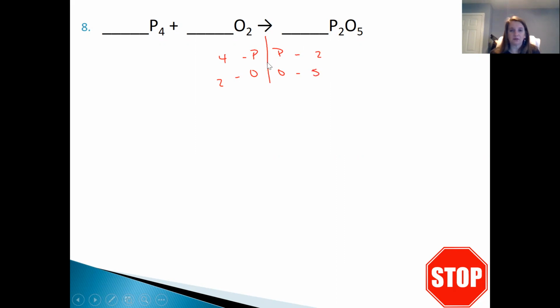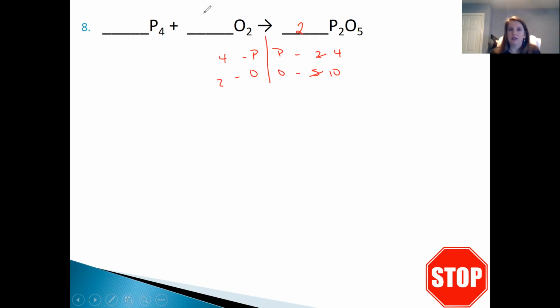So in order to balance this, I need to balance my phosphorus. I need to get the product side up to 4. So what coefficient am I going to have to put here to do that? I have to put a 2 in front of the P2O5. Changes my phosphorus to 4, and it changes my oxygen to 10. So now my oxygens aren't balanced. I only have 2 on the reactant side, but I need 10.